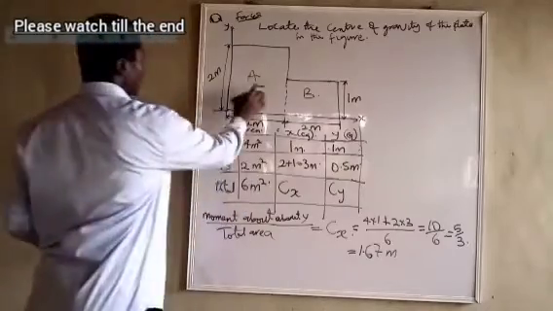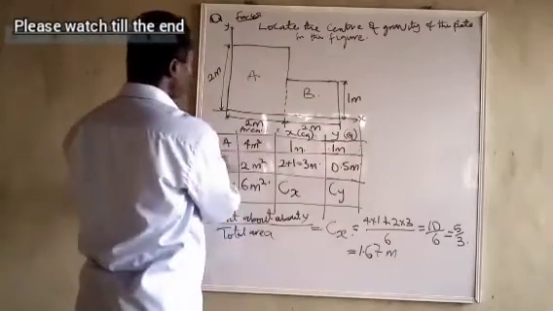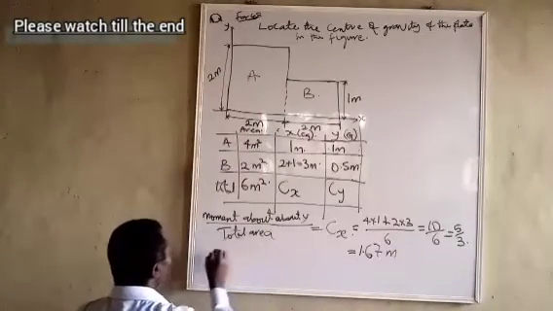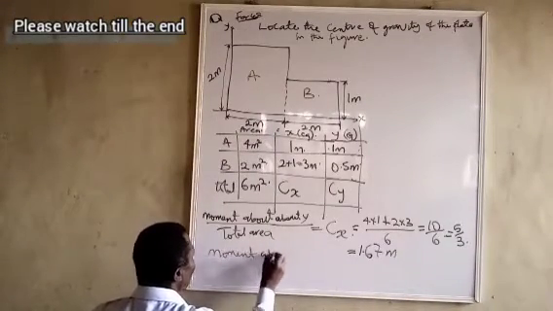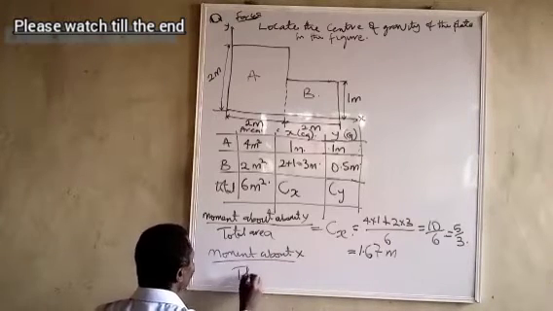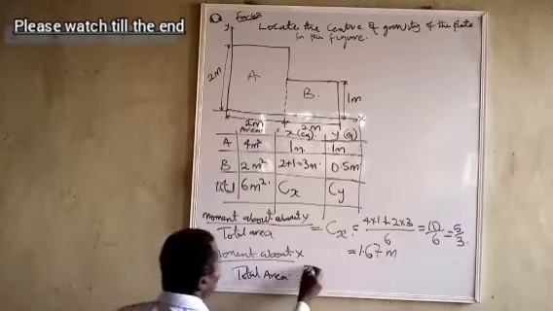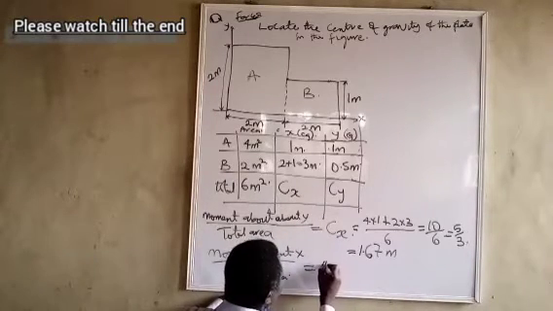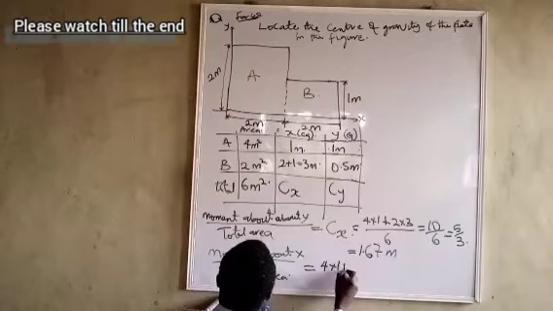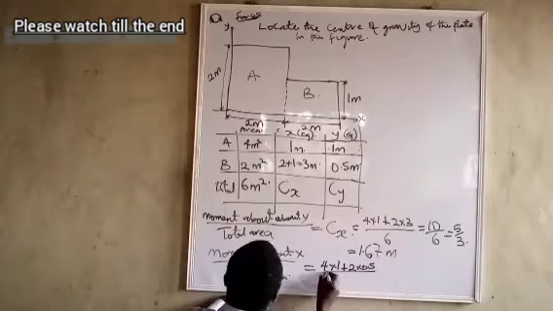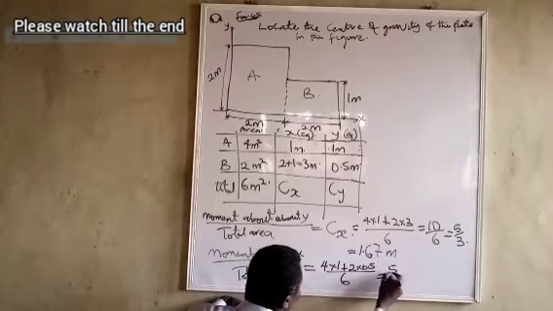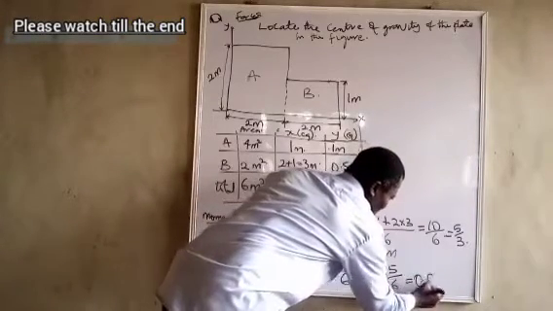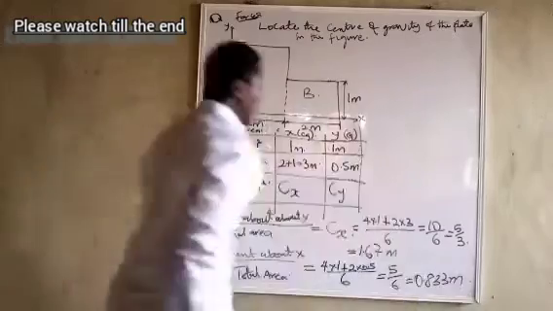Now, let's look at that of CY. It's going to be the point where the whole mass will concentrate. Moment about X over total area. And it's going to be 4 times 1 plus 2 times 0.5 over 6. And that gives me 5 over 6. And that is 0.833 meters. So you can see, it's very easy.